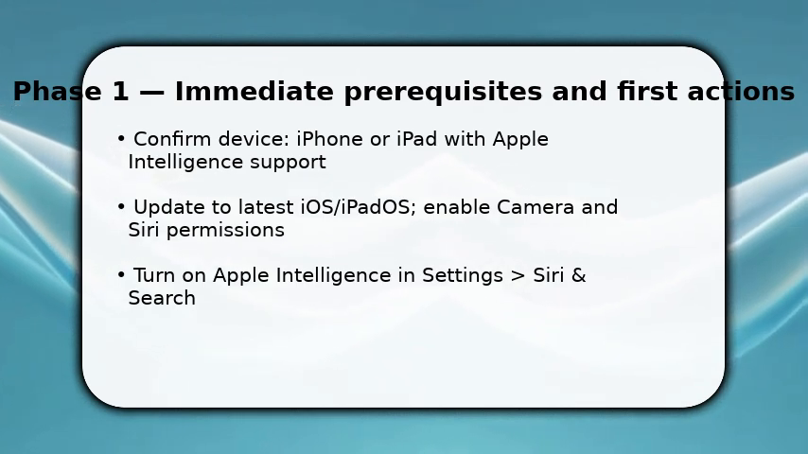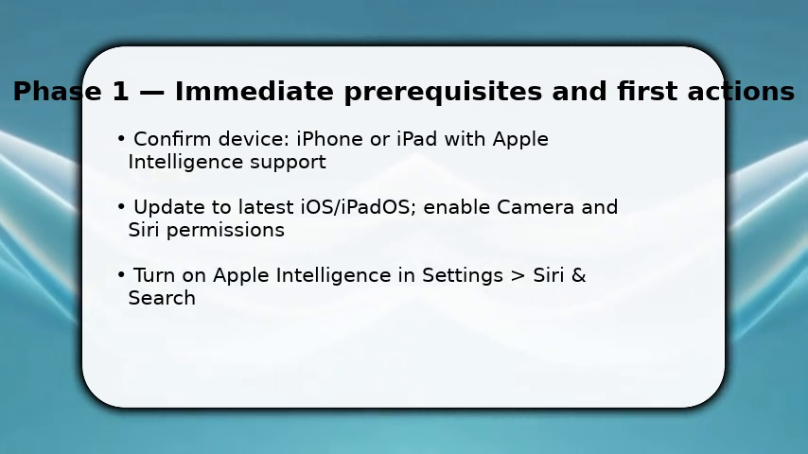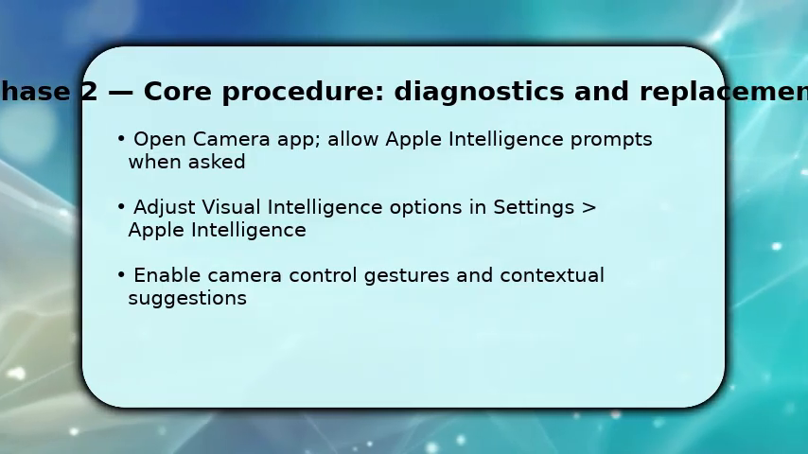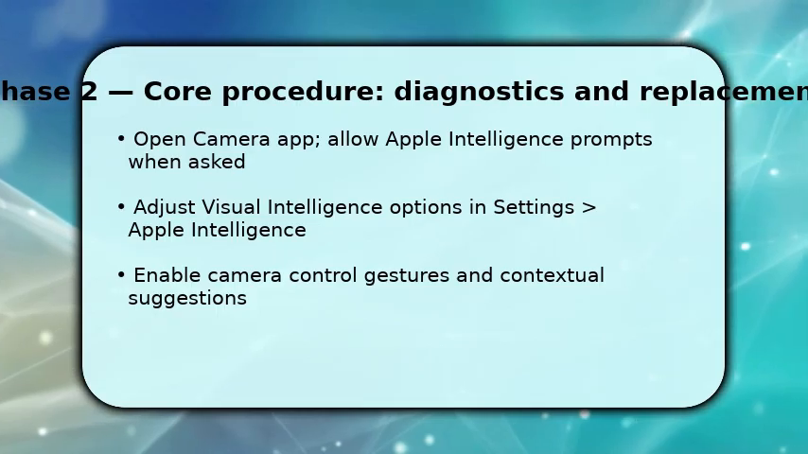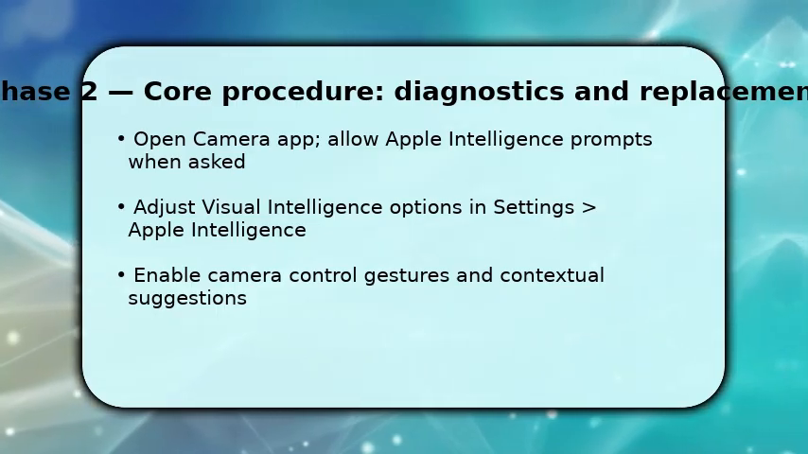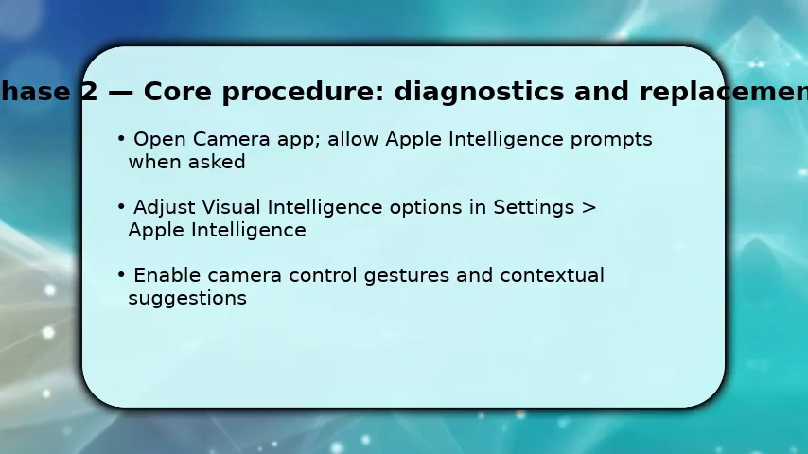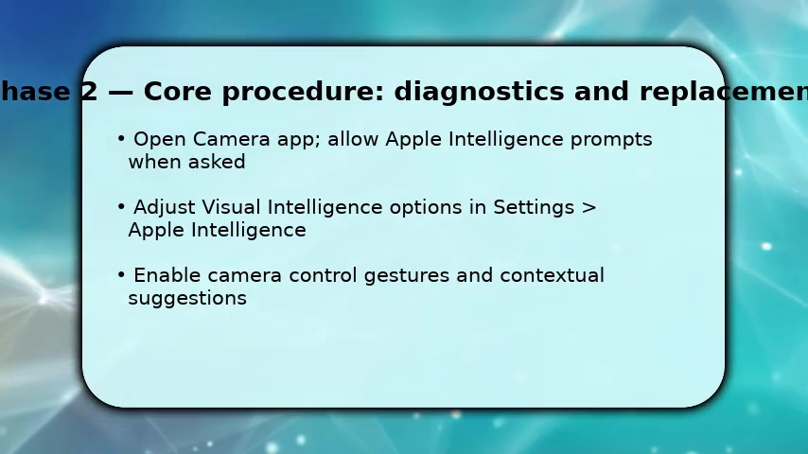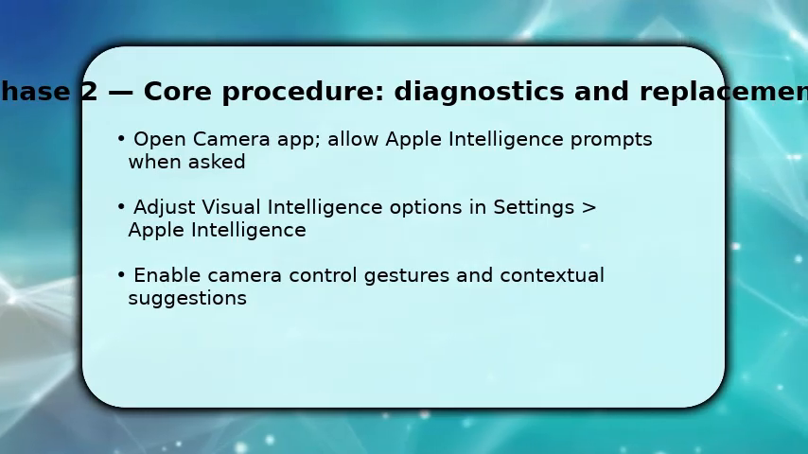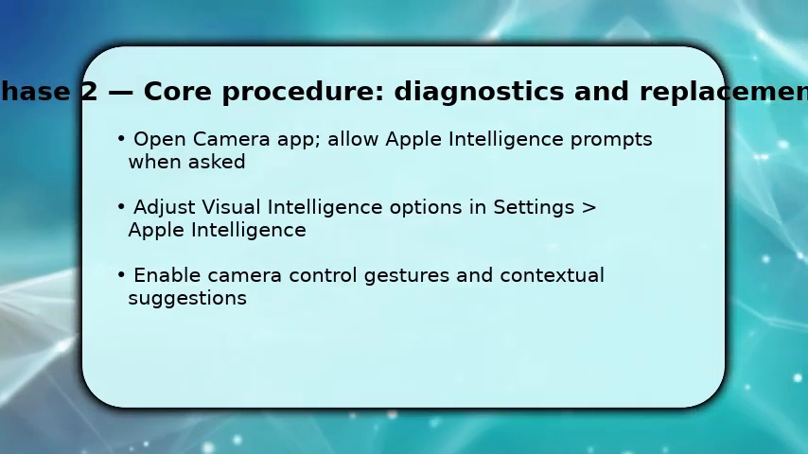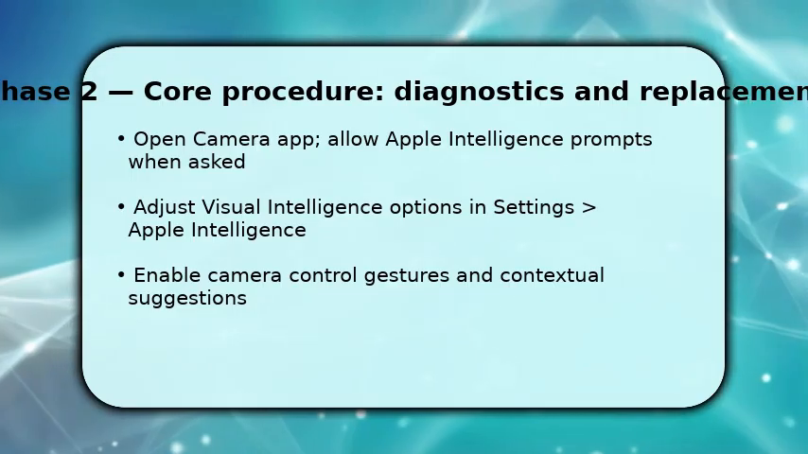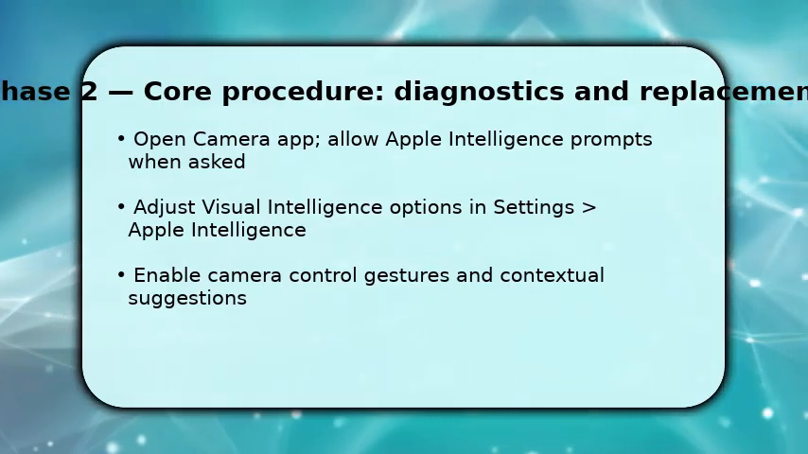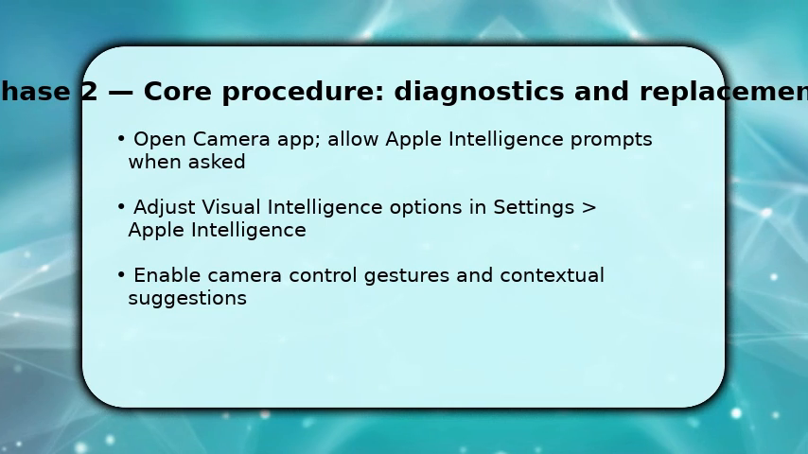Now focus on camera app integration. Open Camera and accept any Apple Intelligence prompts so the feature can analyze scenes. Then, go back to Settings, tap Apple Intelligence and select Visual Intelligence to configure preferences like scene suggestions, live labels, and privacy controls. Once you enable camera control gestures and contextual suggestions, the system can propose framing, lighting tips, and on-screen controls. Make sure to review privacy toggles to limit data use.